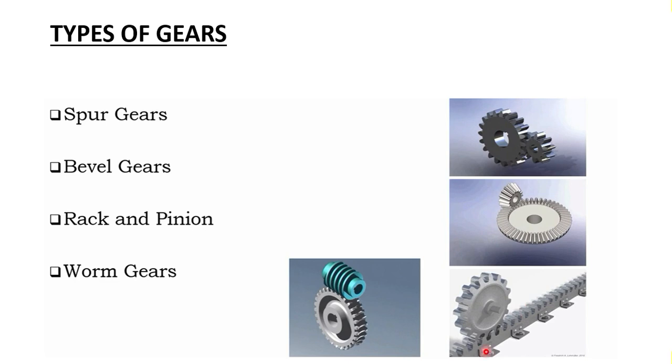The fourth one is the worm type. As you can see in the figure, the upper part seems like a worm, that's why it is known as a worm. The top one is known as the worm, and the other one is known as the worm gear.